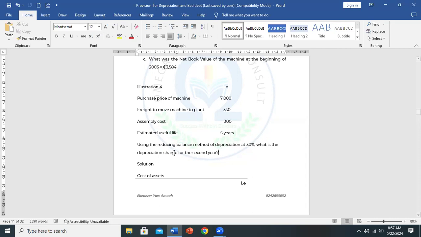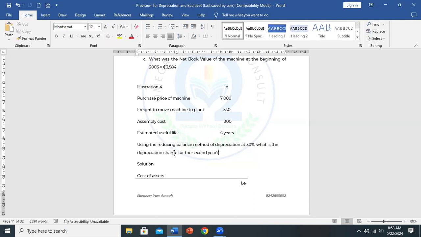Now, I brought in this question for us to appreciate. You remember yesterday when we were looking at the factors to consider in measuring depreciation, the first one was the cost of the asset, right? And I told you that the cost of an asset is not only the purchase price, it includes any direct cost like transportation, installation, testing, any cost that ensures that the asset is ready for use.